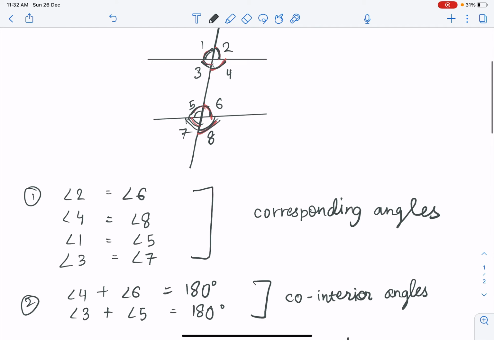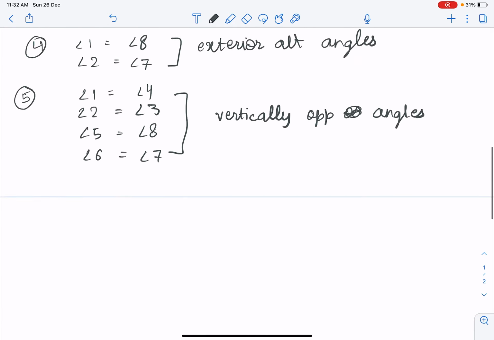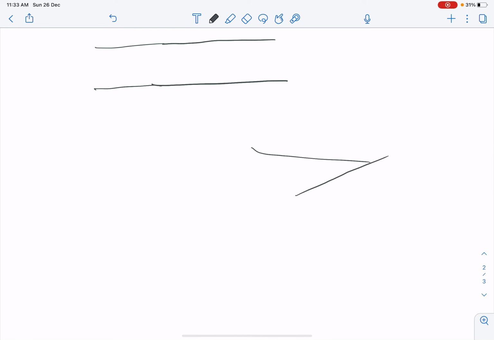Understood? Now we will see what a parallel line is. Like suppose these are my parallel lines. Why? Because these are lines that will never meet each other if you extend them in any direction. Like I extend it like this, I extend it like this. But are these lines going to meet? No. So these lines are called parallel lines.